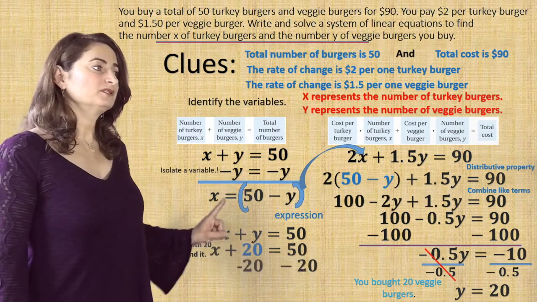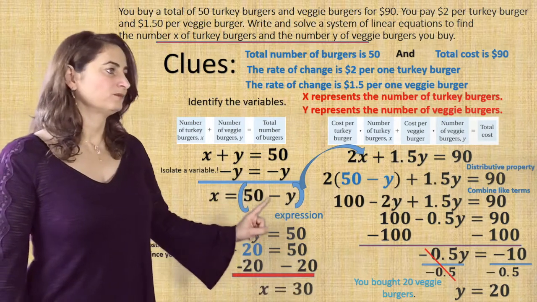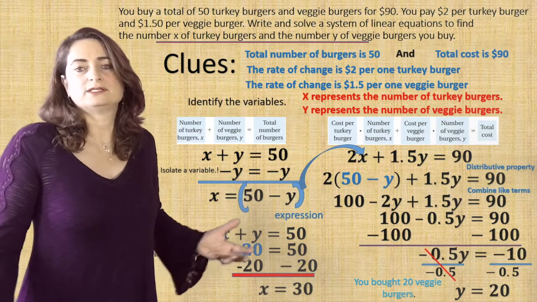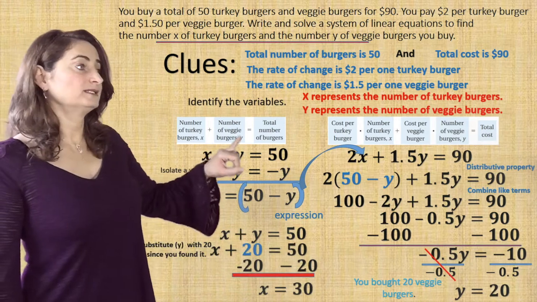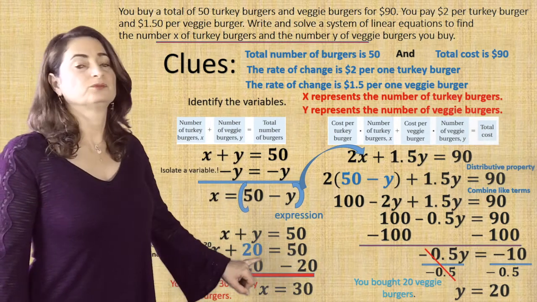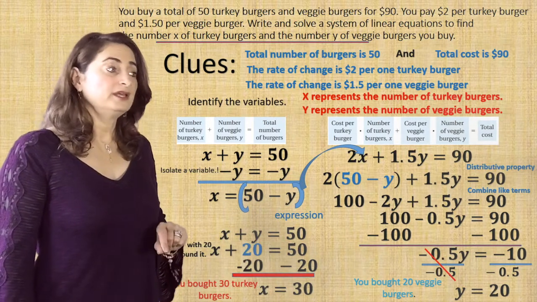You end up with x plus 20 equals 50. Isolate x by subtracting 20 from both sides. You end up with x equals 30. What is this x equals 30? What does that mean? It means since x represents the number of turkey burgers, that means you bought 30 turkey burgers. So your solution is going to be 30 and 20.